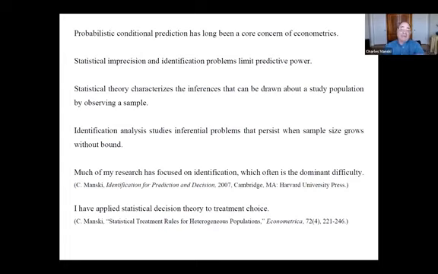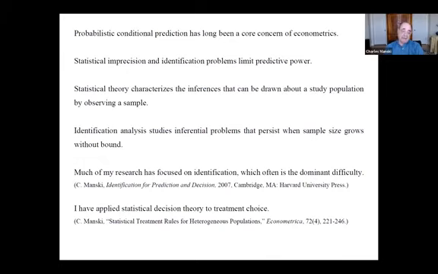Okay, so where does econometrics come in? Because of course, there are inferential difficulties. And for a long time, for 100 years, we've made a distinction between two very different inferential problems. One is statistical imprecision, and the other is identification problems. Everyone knows that statistical theory characterizes the inferences that can be drawn about a population by observing a sample with well-understood characteristics, like a random sample. Identification analysis takes sample size to infinity and asks, what are the inferential problems that persist when sample size grows without bound? And of course, econometrics has always distinguished itself from statistics by being very much interested in identification problems.